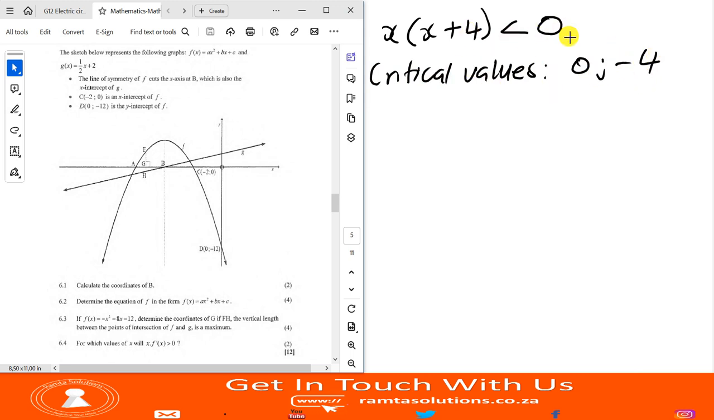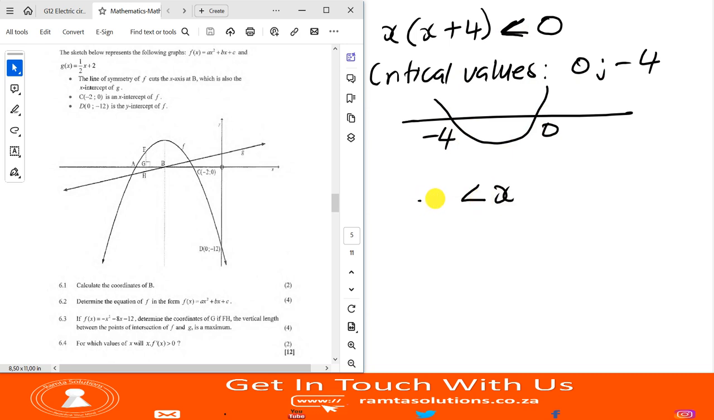So now this is a smiling parabola. You know it. What is the smallest critical value? Minus 4. What is the highest? 0. So we said this must be below 0, right? Why is it below 0? It's here. So what is our answer? This is when x is greater than negative 4 but less than 0. Okay. If you are not sure, you can prove this.